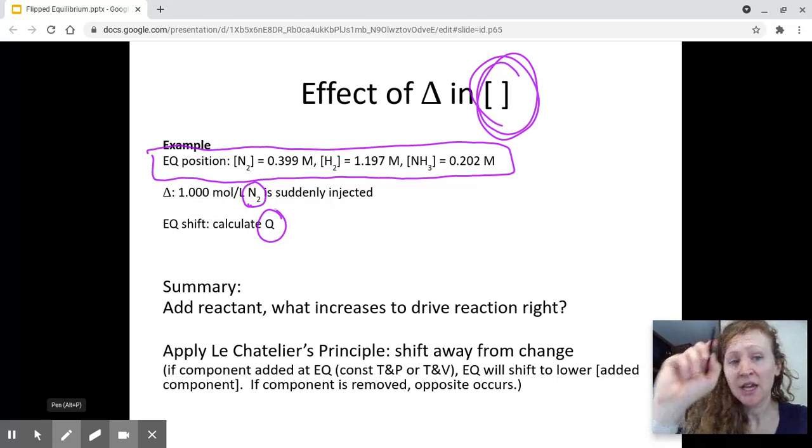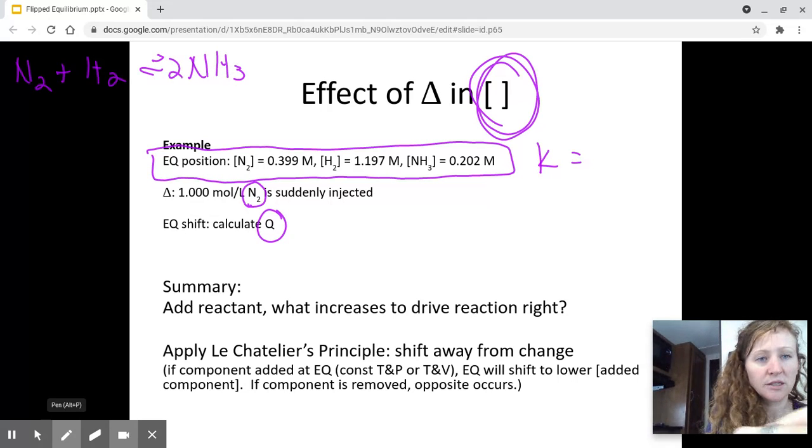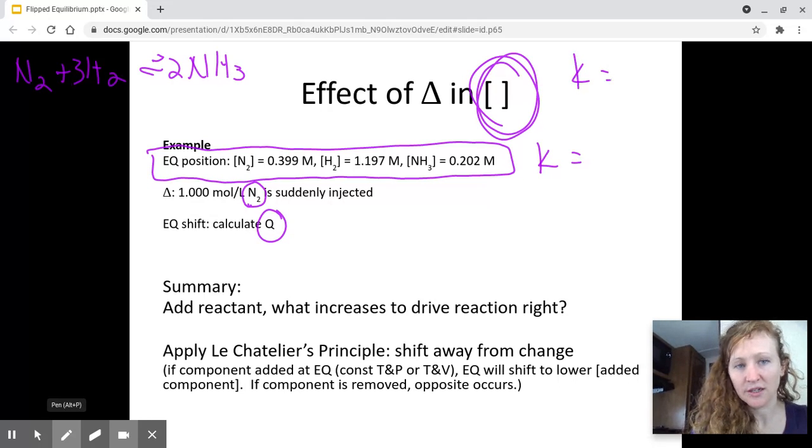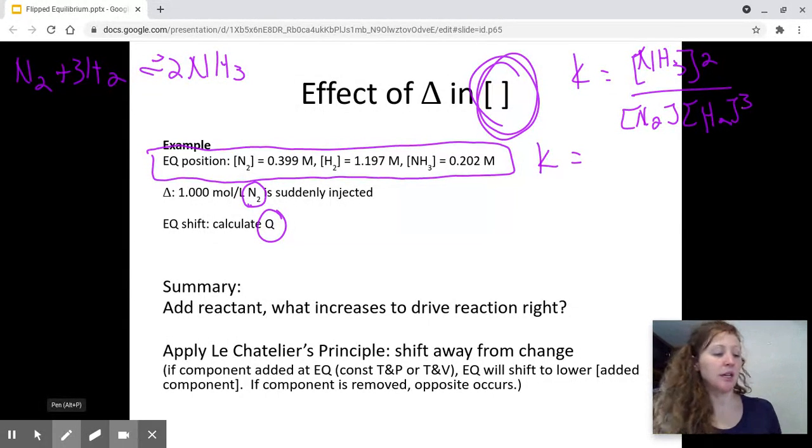All right, so if we were at equilibrium, what would our initial K be? Let's just look at our reaction real fast. N2, H2, NH3, 2 of these. We need 3 of these, and then we're balanced. So our K equation here is NH3 to the second over N2, H2 to the third. All right, so now we can plug all of this in and figure out what our K is.